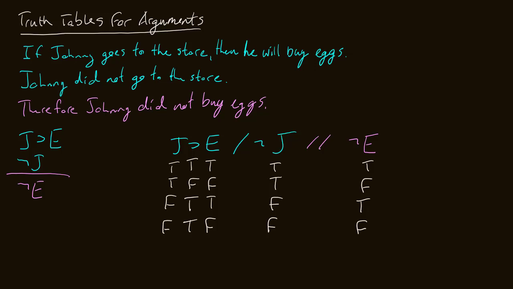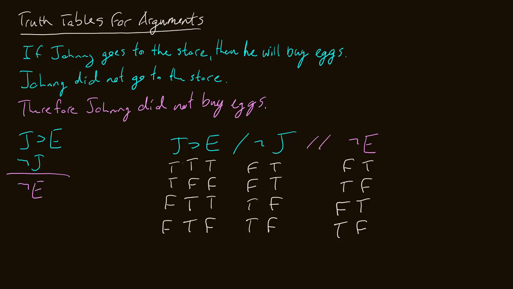Now let's look at our second premise, not J. Okay, well, not true is F, not true is F, not F is true, and not F is true. I'm just double checking to make sure I fill this out right. Cool. And now let's do the truth values for our conclusion. So for not E, not T is F, not F is T, not T is F, and not F is T.